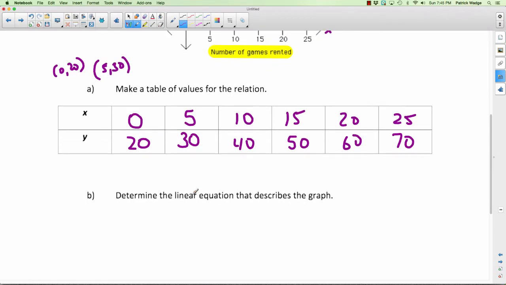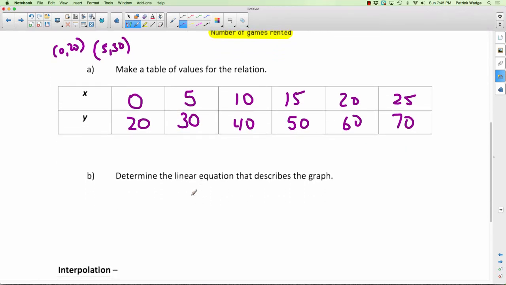Next thing we want to do is get an equation for this. So you want to get some equation that says y equals something, and you're going to have an x in it. Now this is difficult, and I think you had some in your homework that were like this, I should have explained it before. It goes up by 5 every time, right?